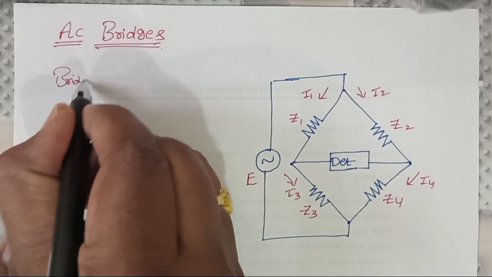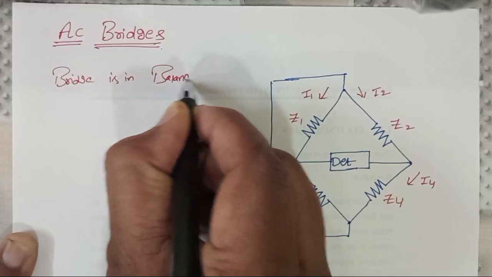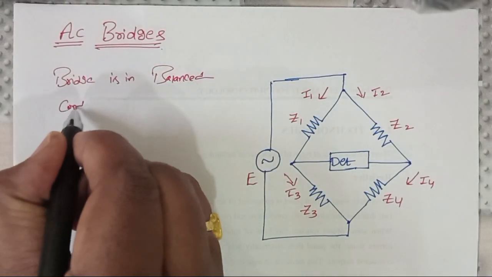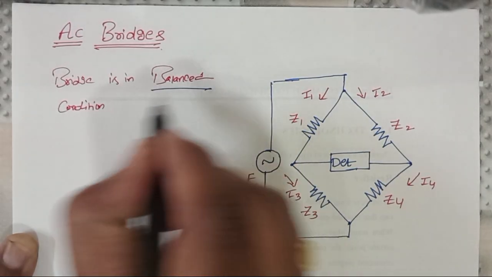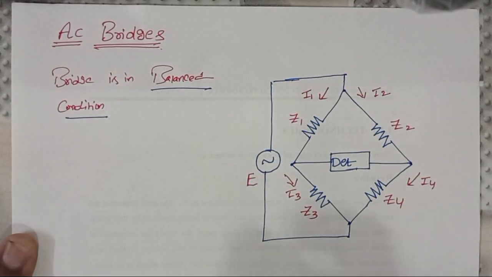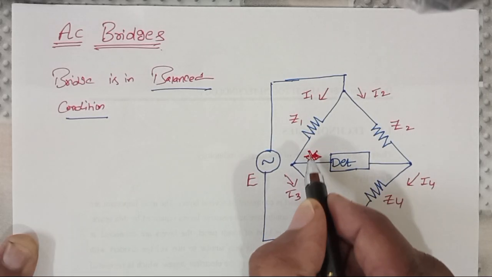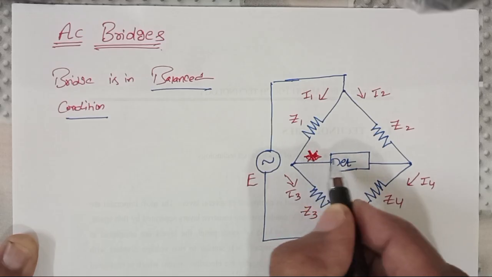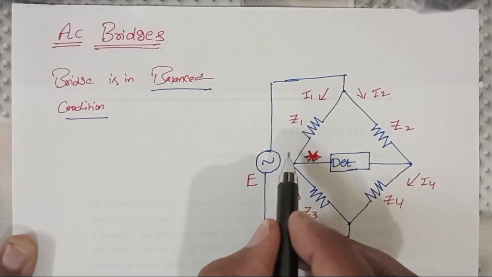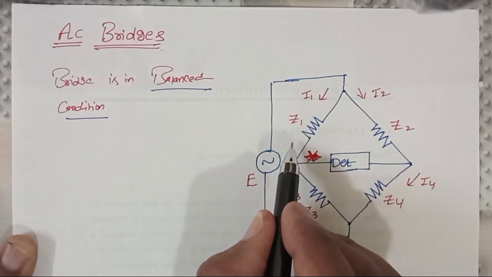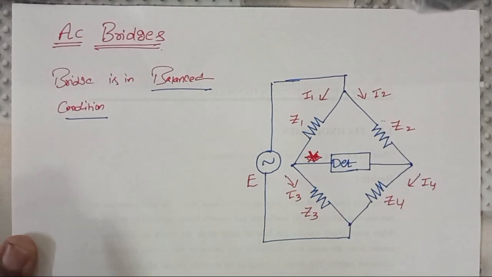balanced condition. Bridge balanced condition means no current flows through this galvanometer. That means the entire current comes through this path. So I1 will be continuous, and I2 will be continuous like that.